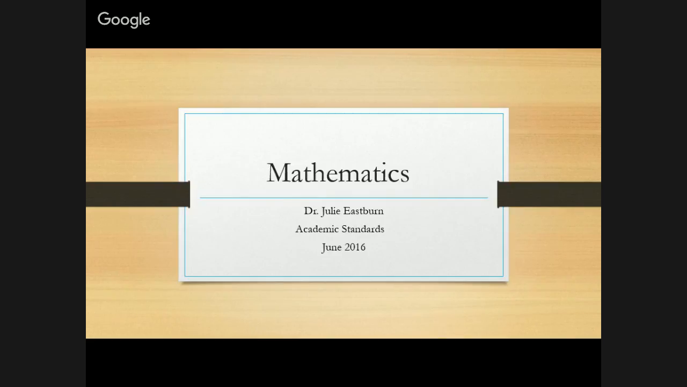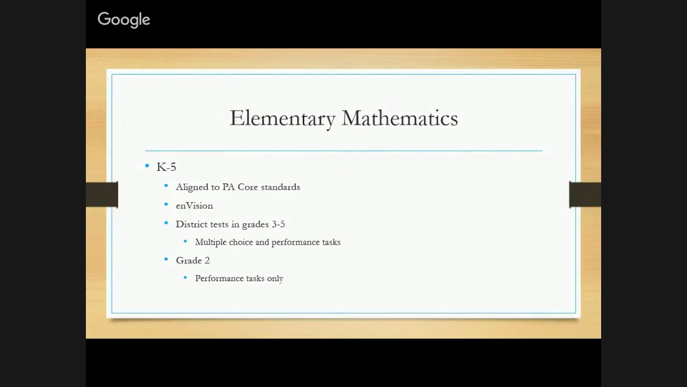So I'm just going to go through and talk about elementary, middle school, and then high school math, and highlight a few key features in each level. So I'll start with our elementary mathematics, and I have it listed K to 5 because the standards for PA Core make a shift in 6th grade to 6, 7, 8. So we're talking K to 5 first, and then I'll group 6th grade with middle school. But we currently are aligned to the PA Core standards.